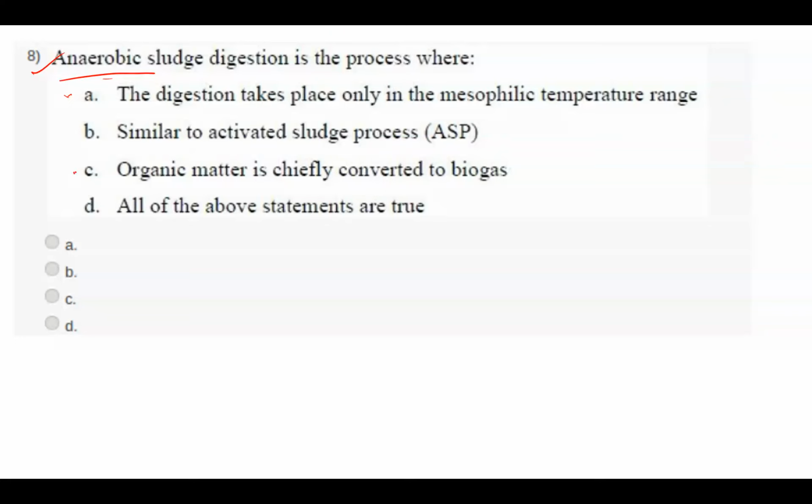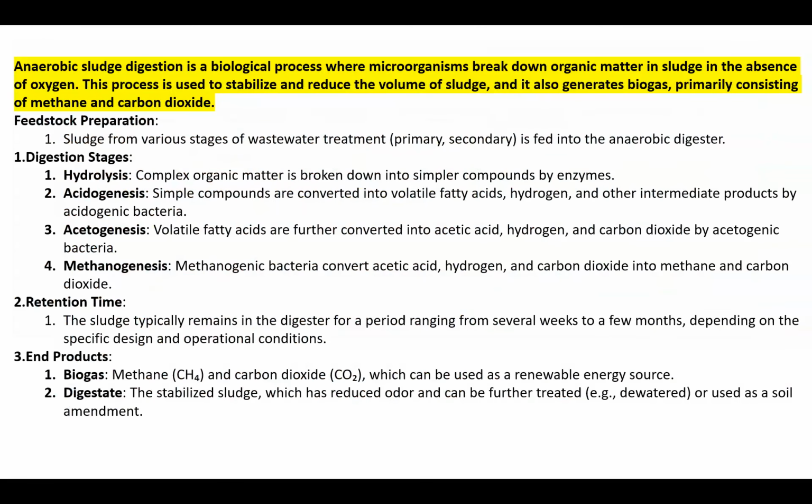Yes, right. C is the right answer. Organic matter is chiefly converted into biogas. That you can see here. In anaerobic sludge digestion, microorganisms break down the organic matter in the sludge in the absence of oxygen. This process is used to stabilize and reduce the volume of sludge and also generates biogas, as you already know, that is methane and carbon dioxide. So these are the different steps that you can read from here.